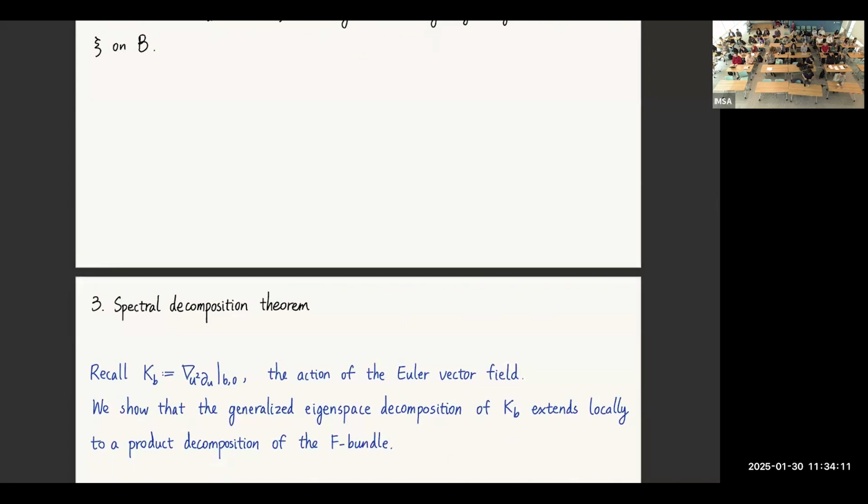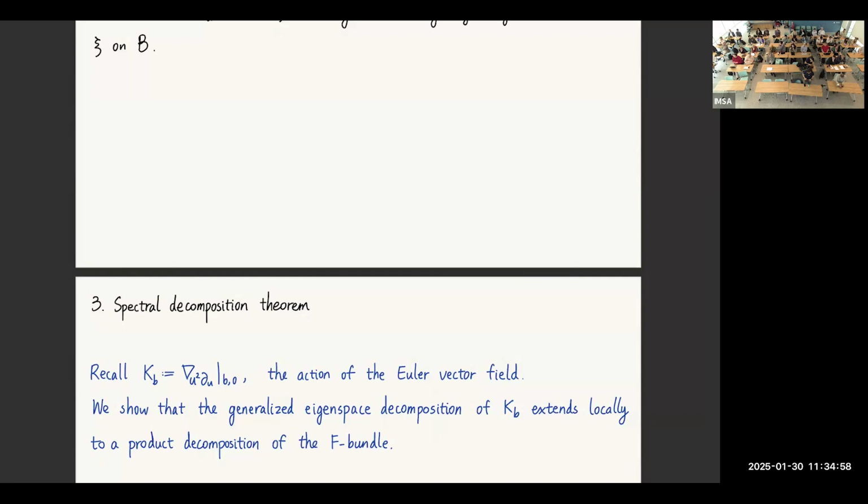Okay, so since I was talking about this analytic decomposition theorem from Fourier transform, and that's for the non-commutative Hodge structure, now we have this simplified formal or non-Archimedean version, the F bundle. What kind of decomposition can we do for the F bundle? That's what we call the spectral decomposition theorem. So recall we have this Euler vector field action K_B given by nabla in the residue in the direction u squared d/du.